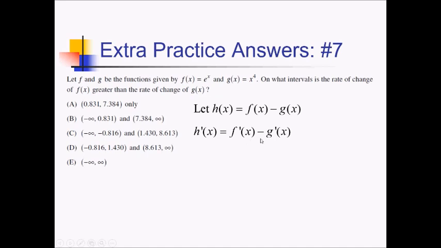All right, so let me define this a little bit more closely, and then we'll be able to put it in our calculator. So f prime, that's the derivative of e to the x, which is also e to the x. g prime is the derivative of x to the 4th. That's going to be 4x cubed that I'm subtracting here. And on my calculator, I'm going to find the x-intercepts for this. So I'm going to find where this equals 0. So let me go ahead and do that now.